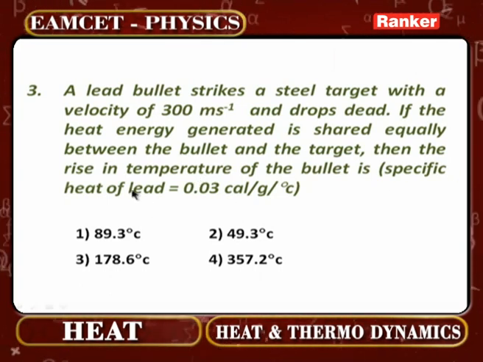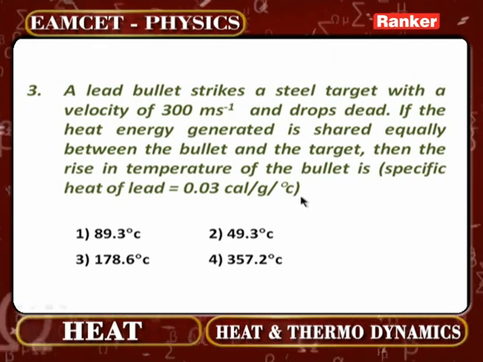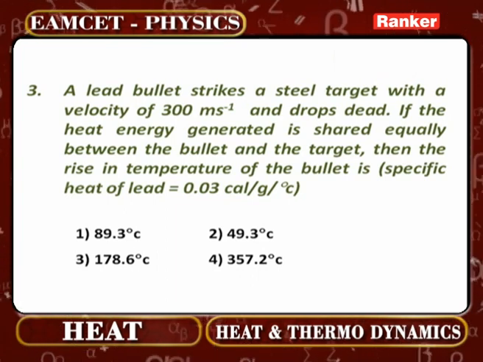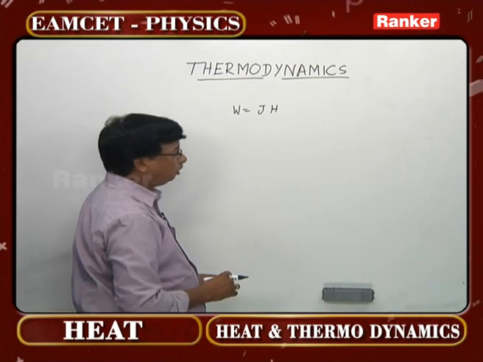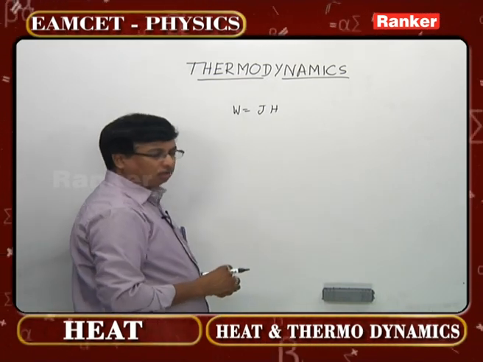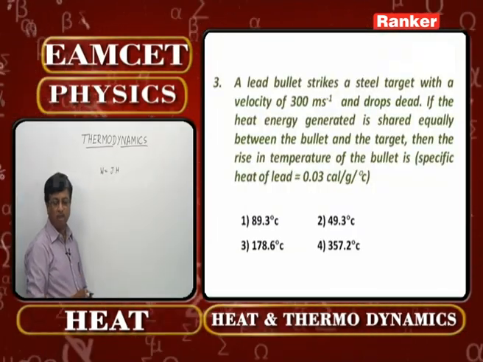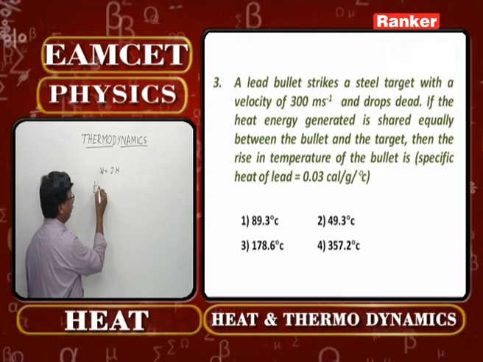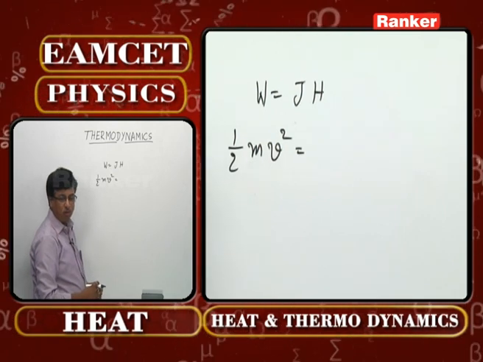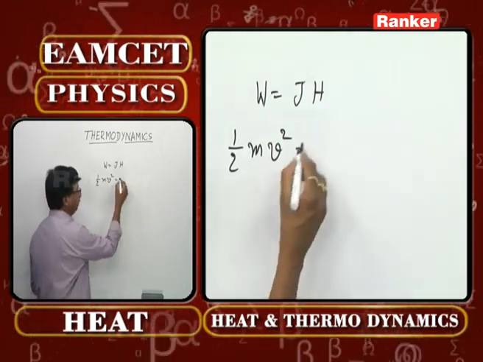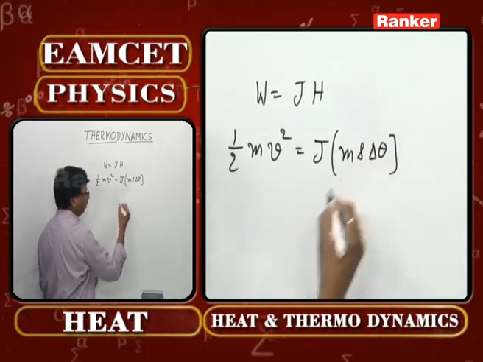Specific heat of lead is given as 0.03 calorie per gram per degree centigrade. That is actually the concept. Now let us check once again. This also is based on the same formula, W is equal to JH. But in this particular example, the bullet is not falling from some height. It is moving with a certain velocity. Therefore, half mv square should now be taken as the work done by the bullet, which is equivalent to the kinetic energy of the bullet, equal to J times ms delta T, or delta theta, whatever you talk about.